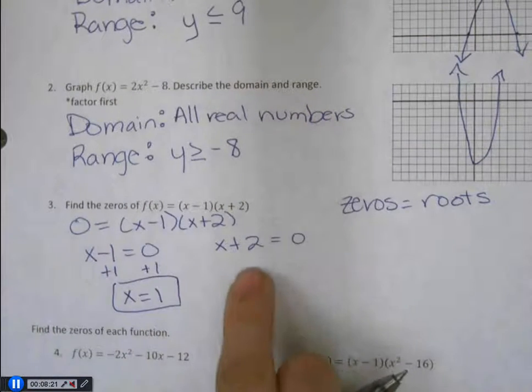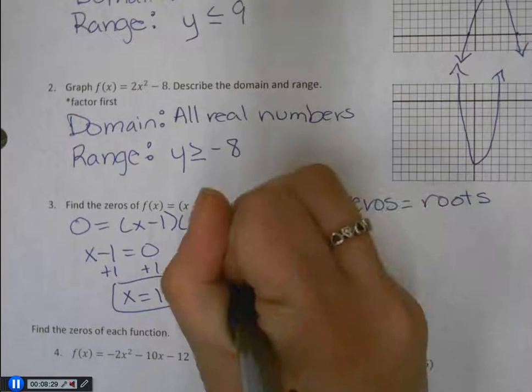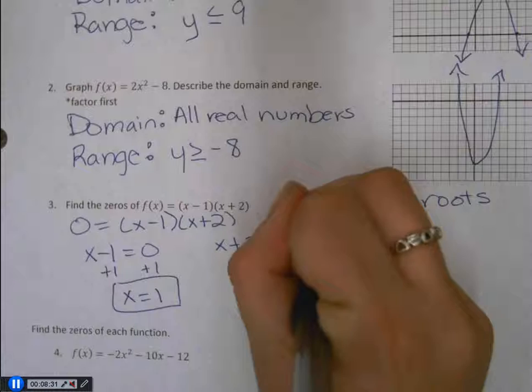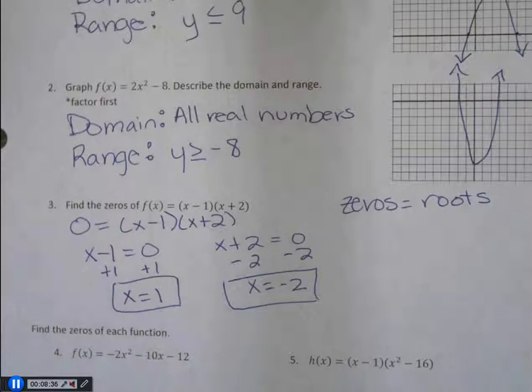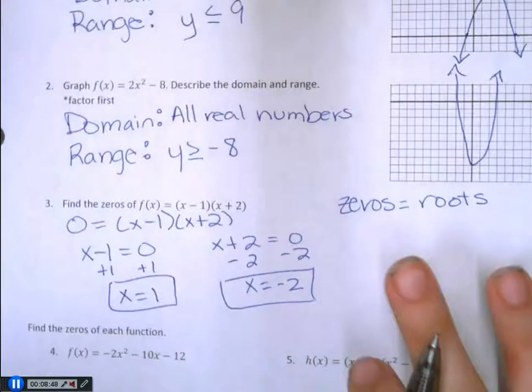And then on the second one, I want to do what with the 2? Subtract it. So I get x equals -2. Questions there? Okay.